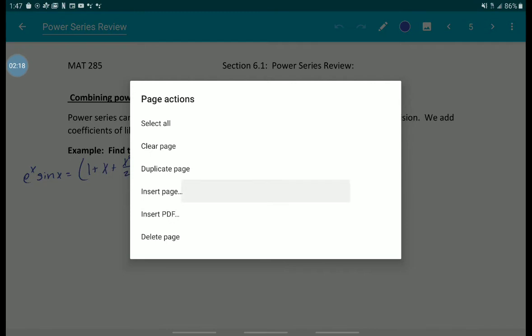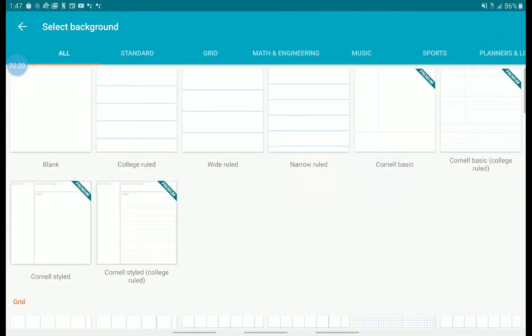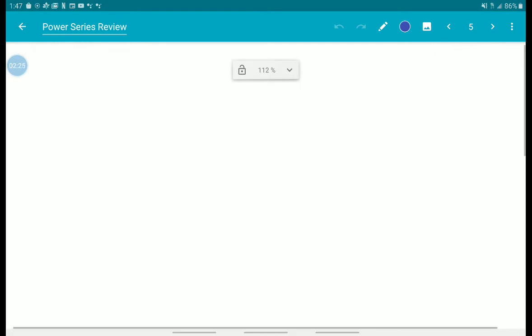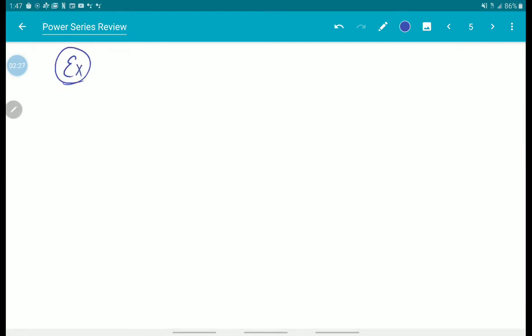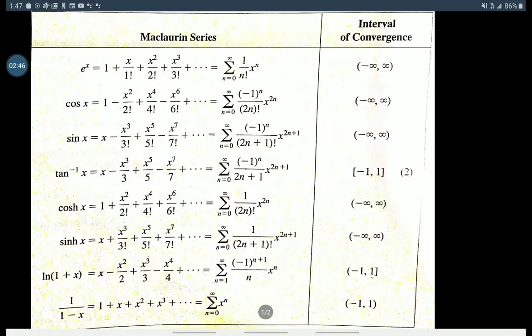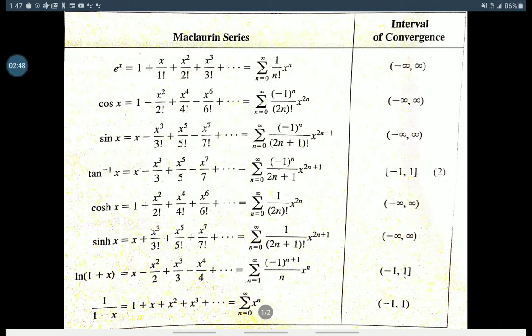Just to give you a better idea of what we're doing here, just for fun, let's talk about e to the x. So we know what e to the x looks like, right? e to the x is our exponential function, looks like this guy. If we look at our table of polynomials, here's your Maclaurin series.